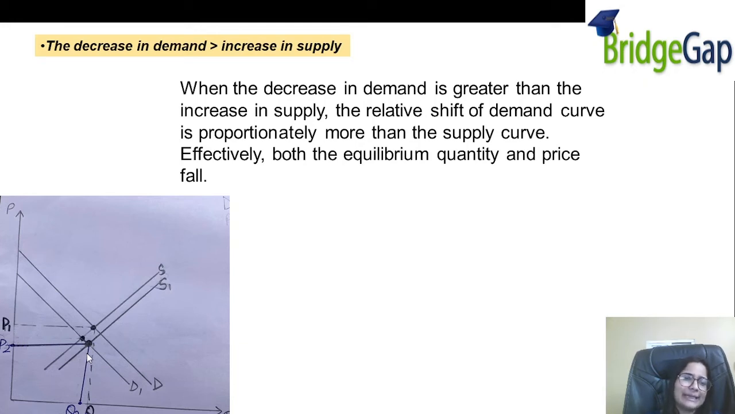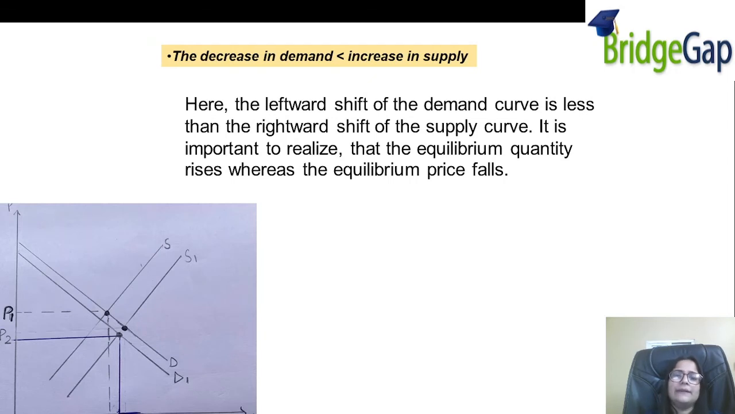So when the decrease in demand is greater than the increase in the supply, what will happen? Both equilibrium quantity and equilibrium price will be falling. Okay, because when demand has decreased by a greater proportion as compared to the increase in the supply, it will obviously lead to a decrease in the equilibrium quantity as well as a fall in the equilibrium price.